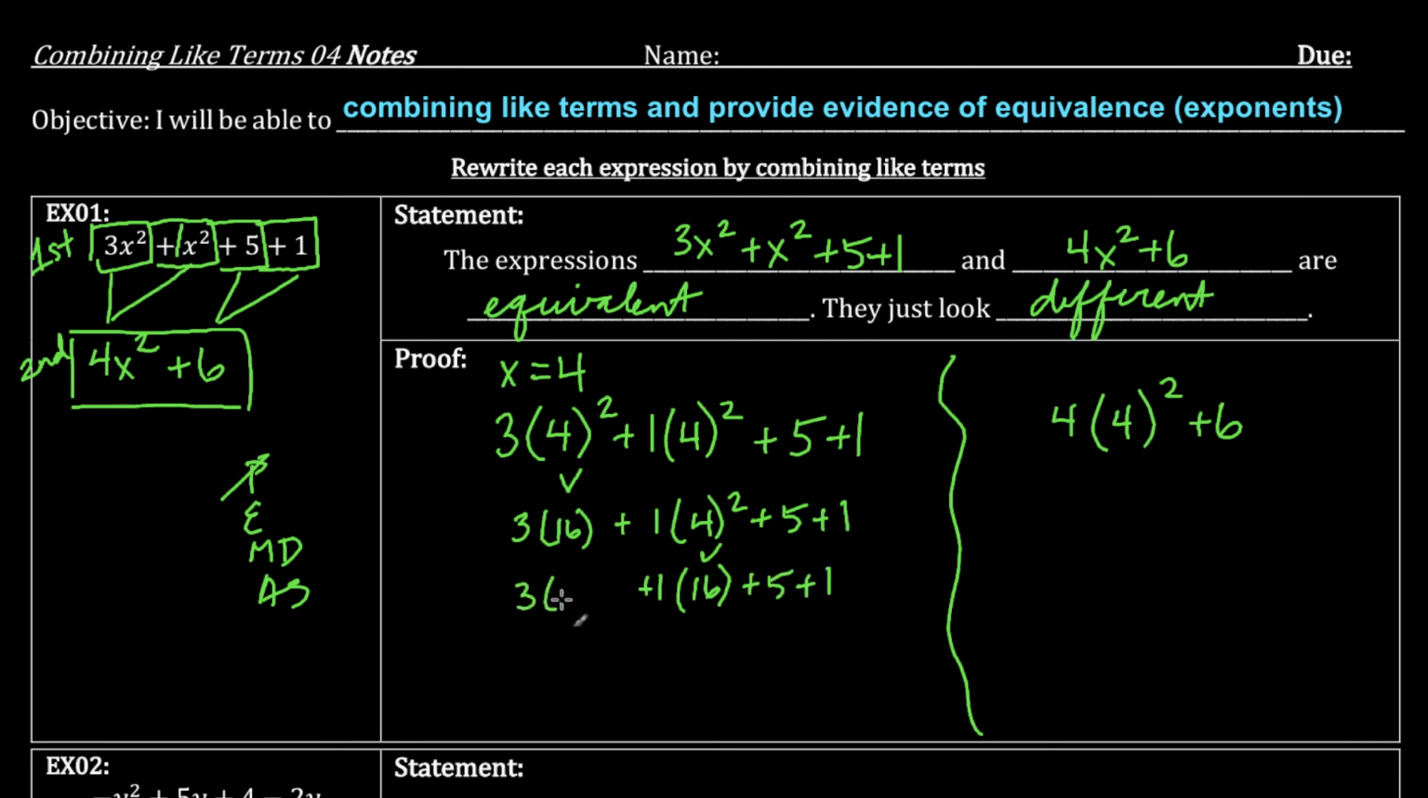Now I'm going to do my multiplication. So we're done with the exponents. Multiplication, division, left to right. So I'm just going to do both of these at the same time in the same line. 3 times 16 is 48. And a positive times a positive is a positive 16 plus 5 plus 1. 48 plus 16 is 64 plus 5 plus 1. I'm just going to add those together. 64 plus 5 is 69 plus 1 is 70.